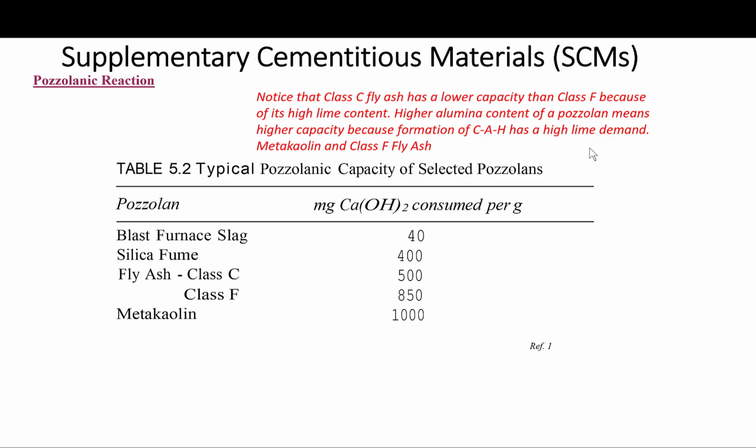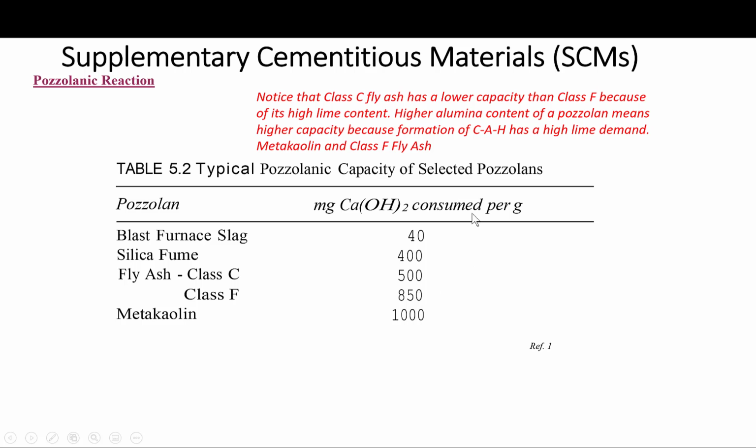Okay, so back to this table here. It shows a comparison, and this is basically the pozzolanic capacity, which is measured by the consumption of calcium hydroxide, in milligrams per gram consumed. So basically, as I said, notice the Class C fly ash has less capacity than the Class F because this one is higher in lime content.